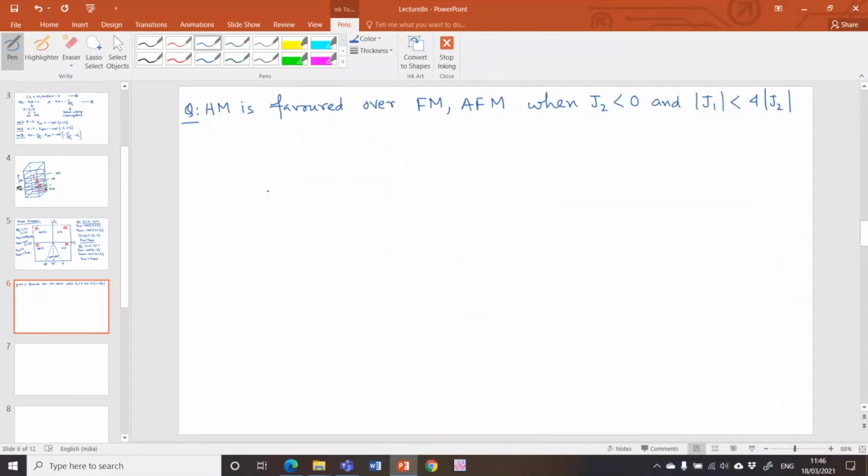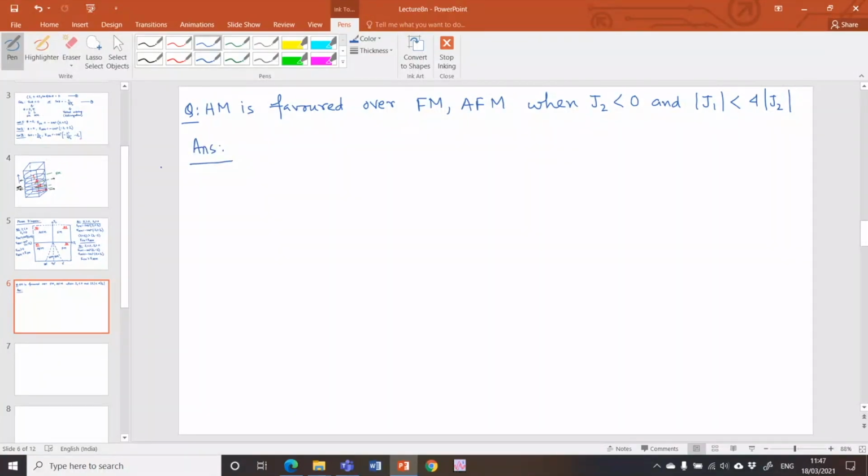Sir, I think in the question J1 mod square will be there. Yes, because the condition here is basically J1 mod. See, there are two ways to solve this thing. I will show you one way. There is a very easy way.